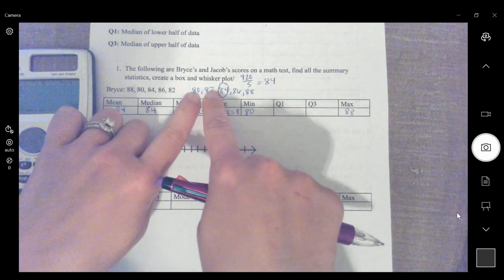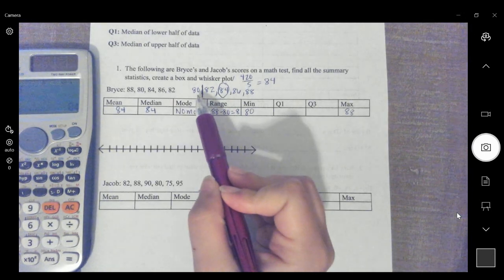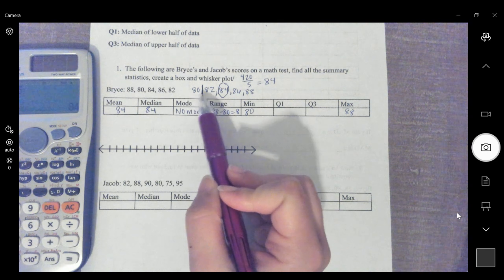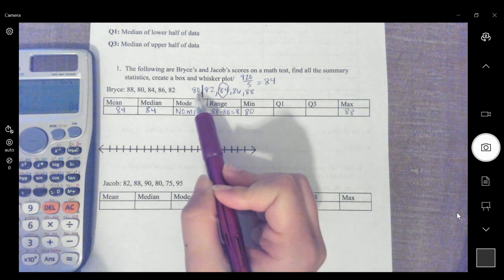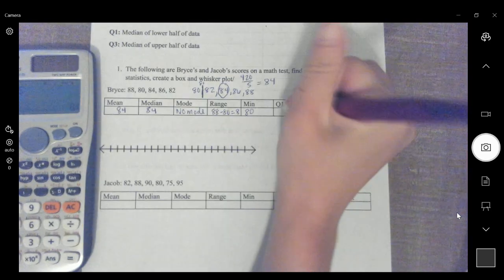Okay, well, the median of this section, or the middle, is actually going to be between these 2 numbers. Okay, so if you can tell what's in the middle of those 2 numbers, that would be your Q1. If you can't tell, you need to add those together and divide by 2 because that will tell you the average. But the middle of 80 and 82 is 81. Okay, so that's going to be our Q1.